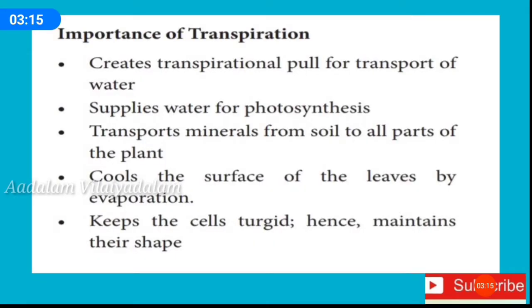Next, let us know about the importance of transpiration. Transpiration creates transpirational pull. This transpirational pull is used for transport of water from the roots to other parts of the plant. Then transpiration supplies water for photosynthesis. Then it transports minerals from soil to all parts of the plant. Transpiration helps in cooling the surface of the leaves by evaporation. It keeps the cells turgid, hence maintains their shape.